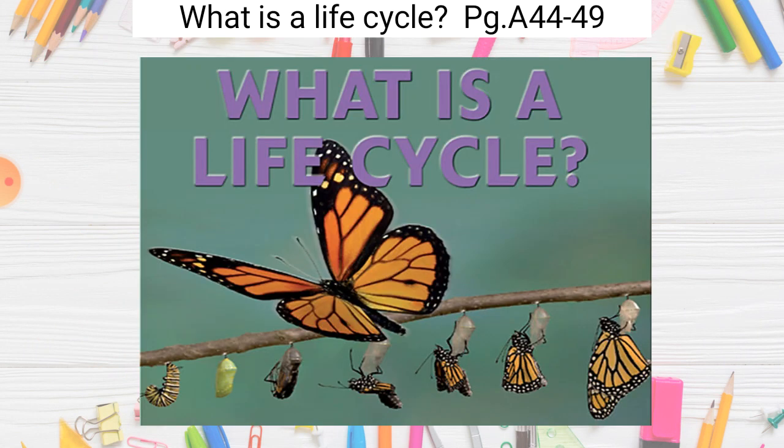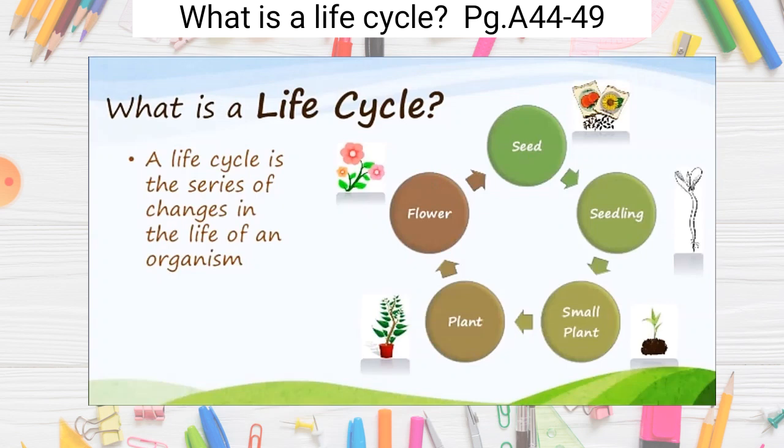Today we're going to see what is a life cycle. Copy this title on your notebook. A life cycle is a series of changes in the life of an organism. This is how an organism is born to the final part when it can reproduce.